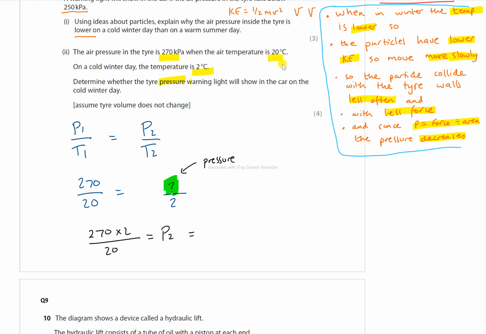We should get 200. Have I done that right? Pressure 1 over temperature 1. 270 over 20, 90, 275. Oh, does it have to be in Kelvin? No, it doesn't. I don't see why.